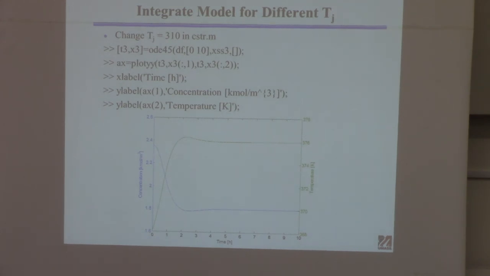So what you can do is open up your file cstr.m and find the place you define TJ to be 298 and change that number to 310 and then save it. One thing you should learn in MATLAB is if you modify it but don't save it, it doesn't do it. I make this mistake all the time, and it really sucks when it takes a long time to run and you get the exact same answer as the previous time. And you're like, ugh. Okay, so save it, and then you can execute this command. This is using the third steady state as the initial condition. Integrate, plot it, and you'll see it looks something like this.